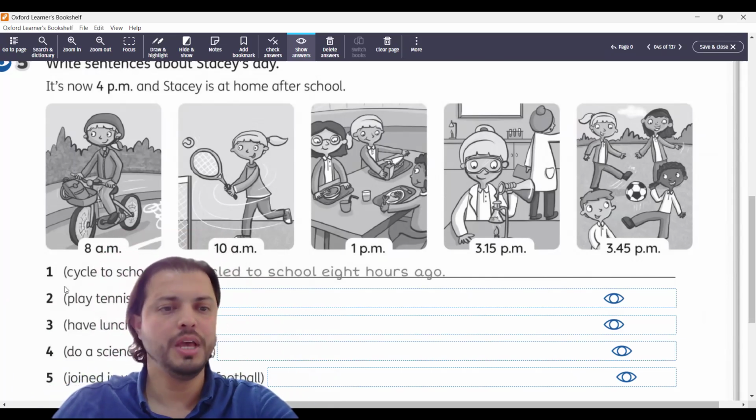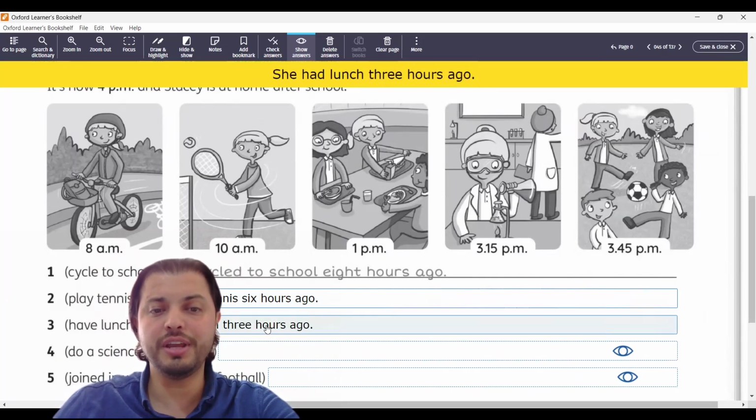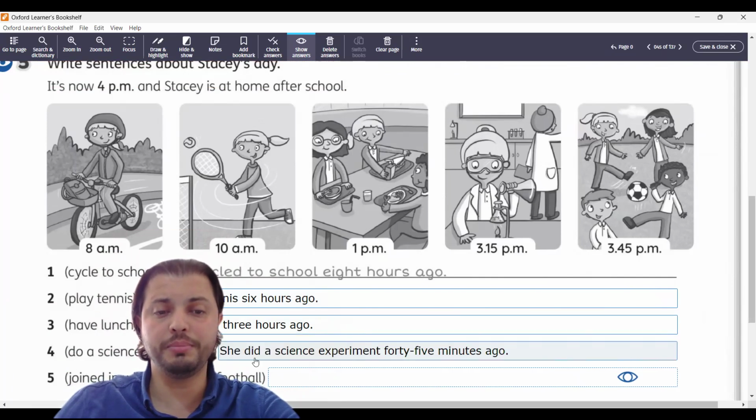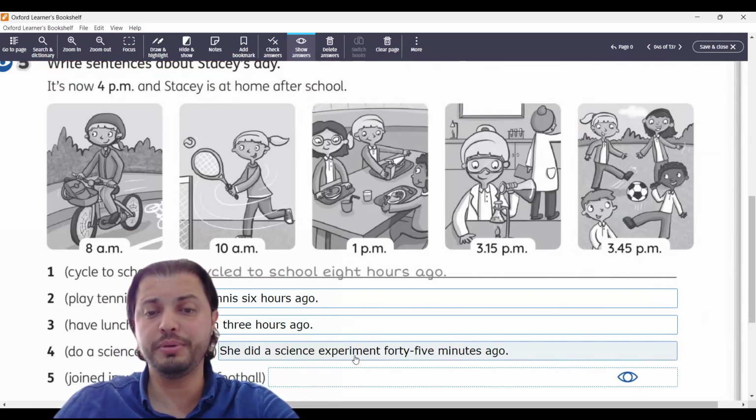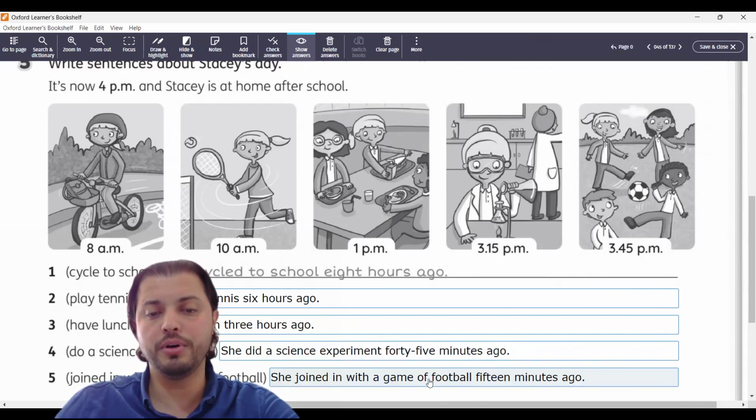Okay, V2. So play tennis. She played tennis 6 hours ago. Number 3, have lunch. So she had lunch 3 hours ago because now it's 4. Yeah. Do a science experiment. She did a science experiment 45 months ago. Join in with a game of football. She joined in a game of football 15 minutes ago.